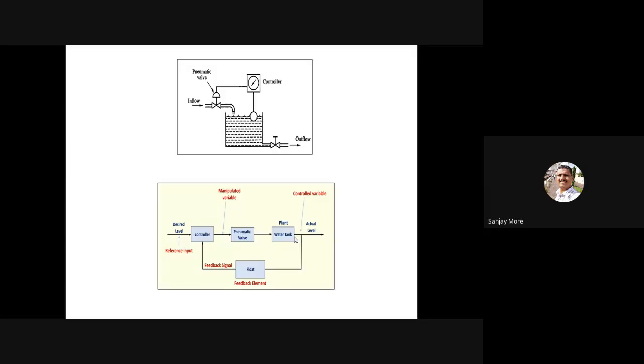This system is attached with feedback. So the float means the feedback element. This float moves in the upward and downward direction. When the water level decreases, the float goes downward, and when the water level rises or increases, the float goes up and gives the direction to the inflow system to stop the water supply to the tank.